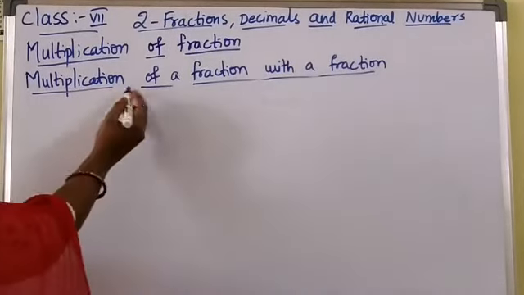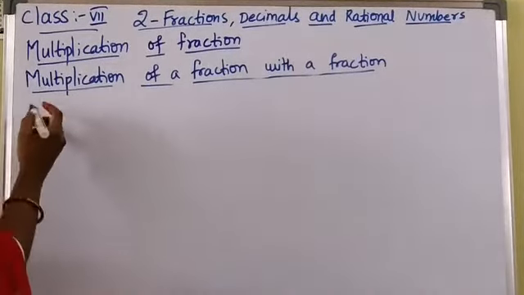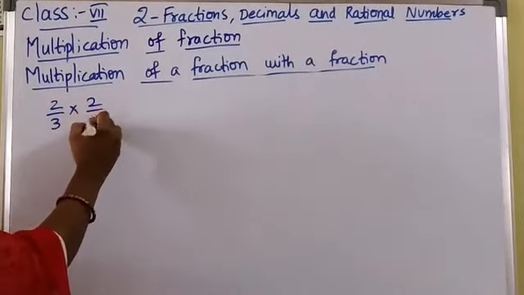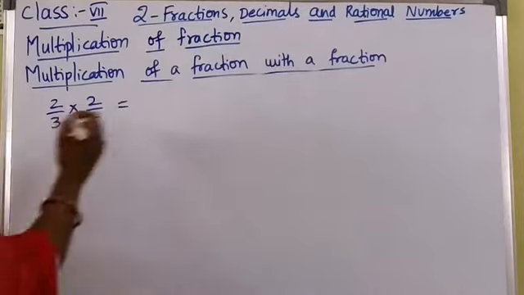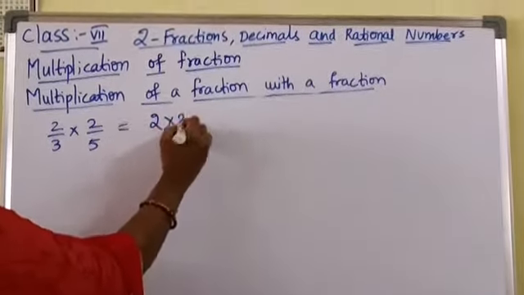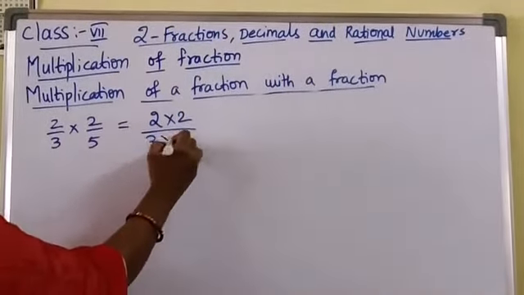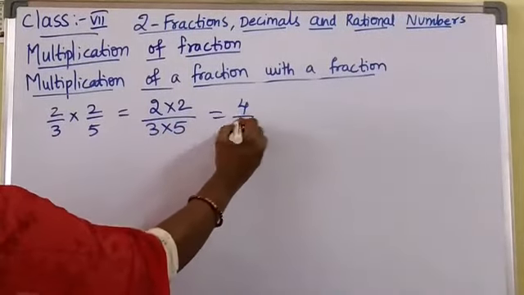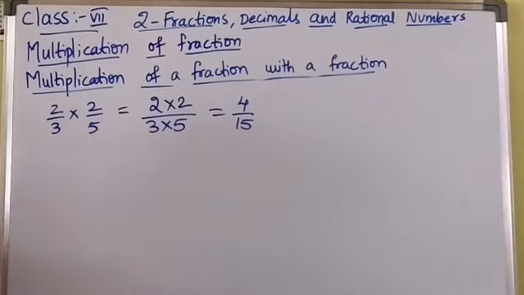Next, multiplication of a fraction with a fraction. Here I take the example 2 by 3 into 2 by 5. How? Here you have to multiply both the numerators and both the denominators. So 2 2s are 4 and 3 5s are 15. 4 by 15 is the answer.